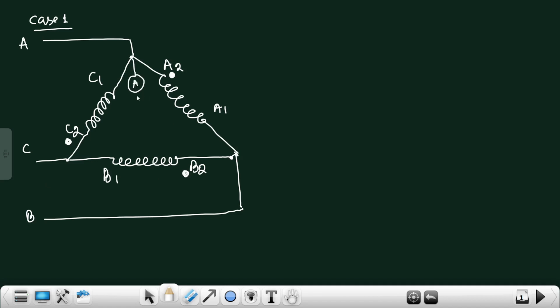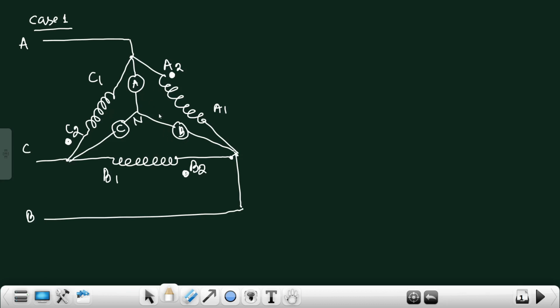So this is A phase of the star equivalent, and this is B phase of the star equivalent, and this is the C phase. And I'm considering this is the virtual neutral. So this is the star equivalent of this HV side delta.